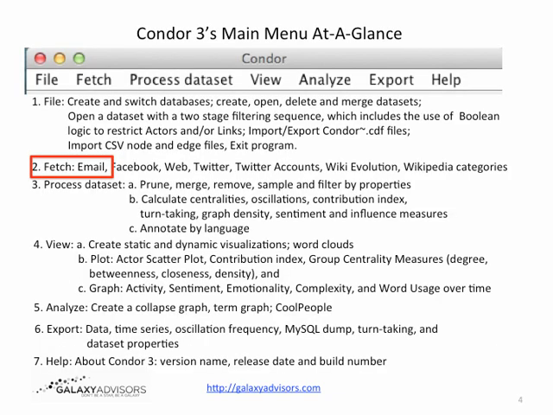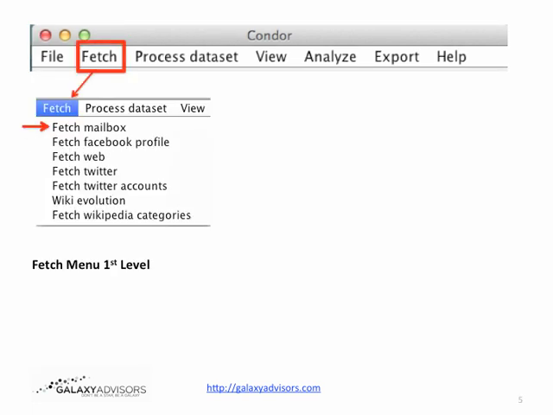To continue, this is the Condor menu at a glance. It gives you an idea of what each of the 7 menu items does. We're going to focus on the Fetch menu, the second one on the top left, specifically for email. If you click on the Fetch menu, this little drop box of options will open, and we're going to look at the very first option, Fetch Mailbox.